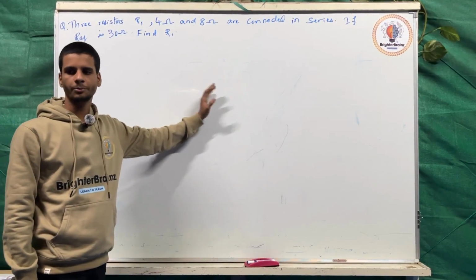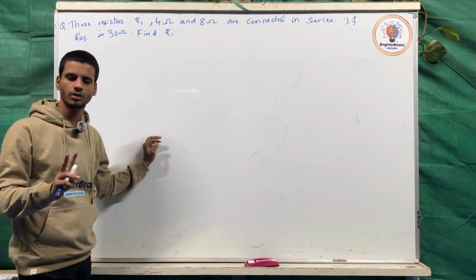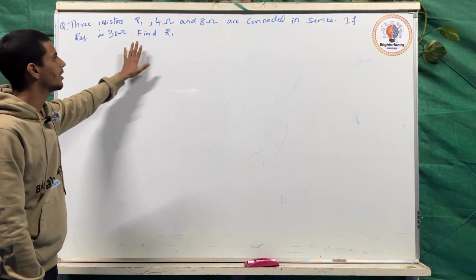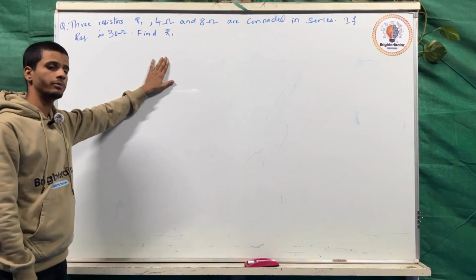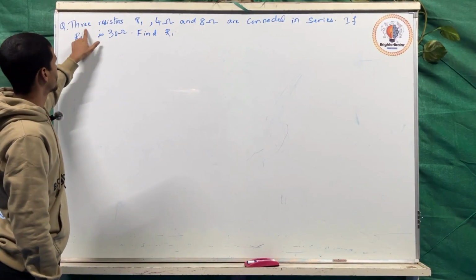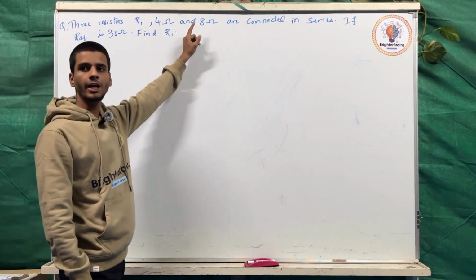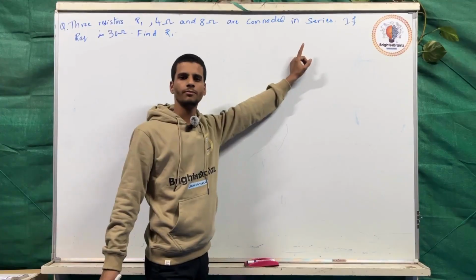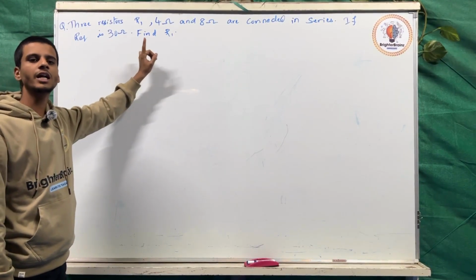So, till now we have discussed when resistors are connected in series, we found the R equivalent, and when connected in parallel, we find the R equivalent. When both types of combinations are there, we also find the R equivalent. But this is another model in the electric current problems: 3 resistors R1, 4 ohms and 8 ohms are connected in series. If the R equivalent is 30 ohms, then find R1.